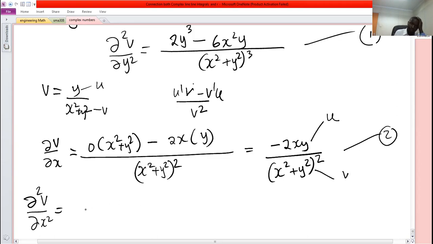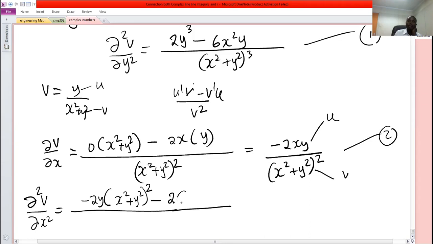So u prime is minus 2y times v, which is (x squared plus y squared) squared, minus v prime. So I'll have to write 2, and then differentiating inside I have 2x, and then the power reduces by 1, and then I multiply by u, which is minus 2xy, and then x squared plus y squared. When you raise v to power 2, you get power 4.